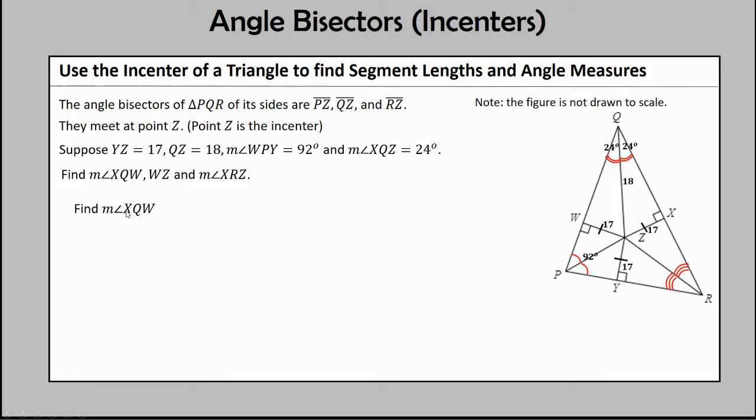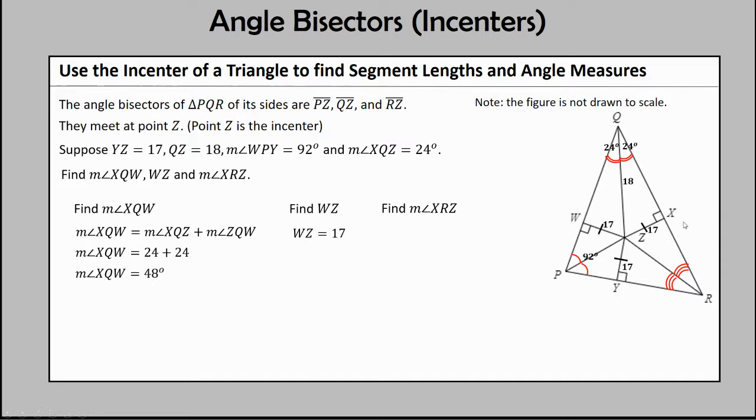Now they're asking us to find this information. Find the measure of angle XQW. Well, let's go find XQW here. They want this whole angle, XQW. Well, I wrote it out that XQW is equal to the sum of the two angles here, XQZ and ZQW. It's equal to 24 plus 24, and XQW is 48 degrees. So this whole angle Q here is 48 degrees, and that's what they're asking. Next thing, find WZ. Well, in your drawing, we already labeled it, WZ is 17. Got it.